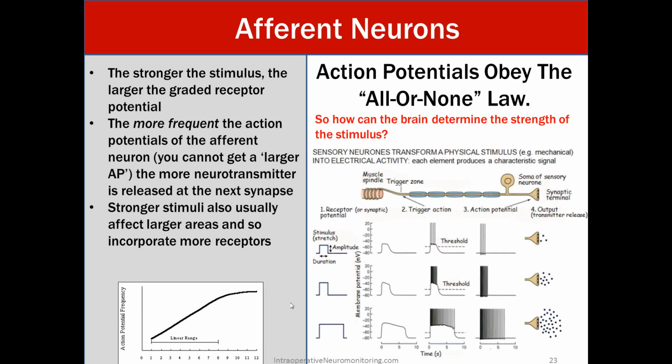So we have a standard amplitude and duration. We have our standard response here at our standard frequency, and we have neurotransmitter that is released at the synaptic terminal onto some other end organ. If we increase the amplitude, or we stretch a little bit harder, we have a larger graded response, which has a higher frequency at our threshold and causes a larger release of neurotransmitter.